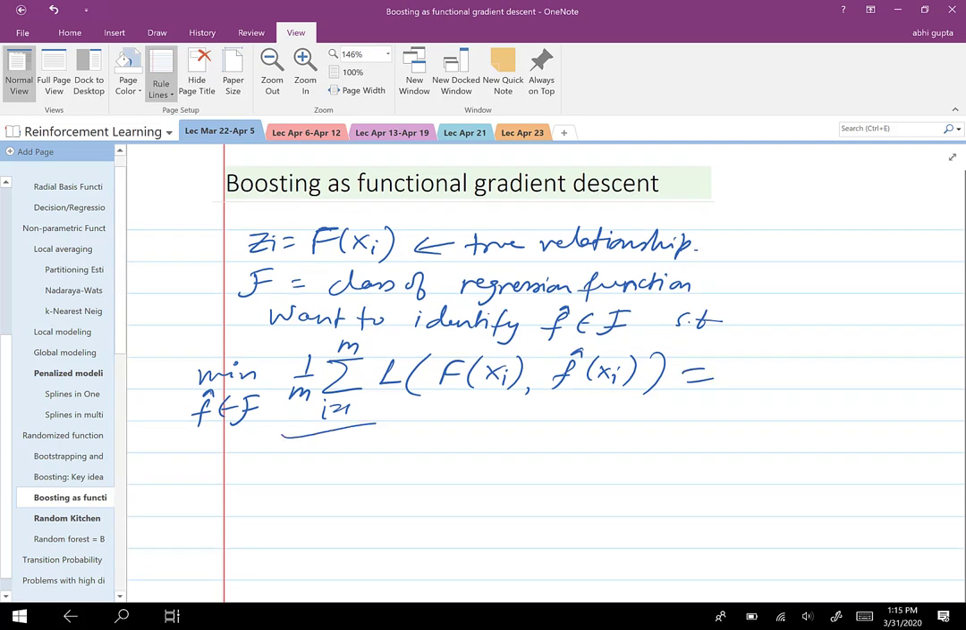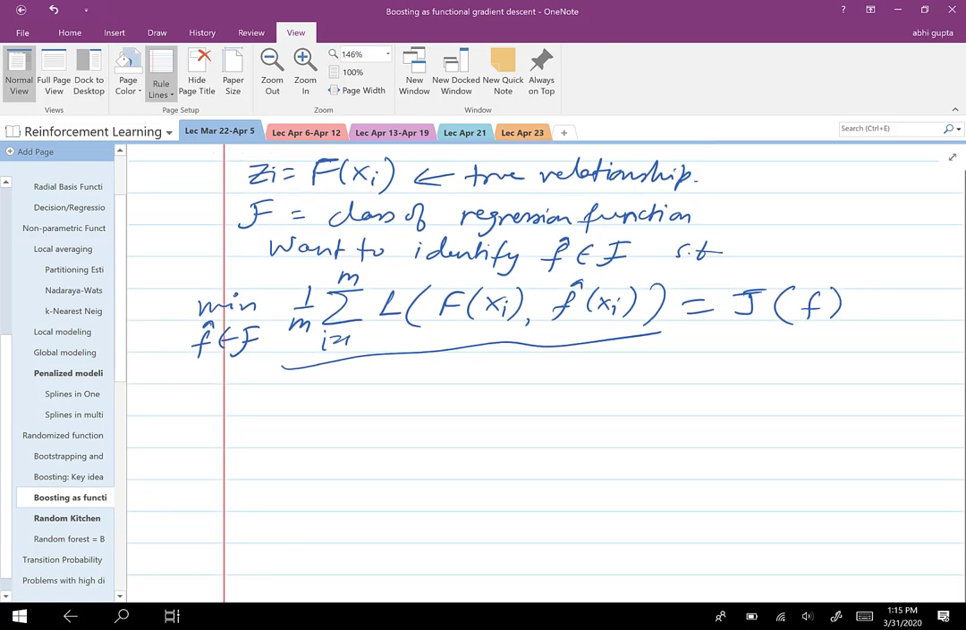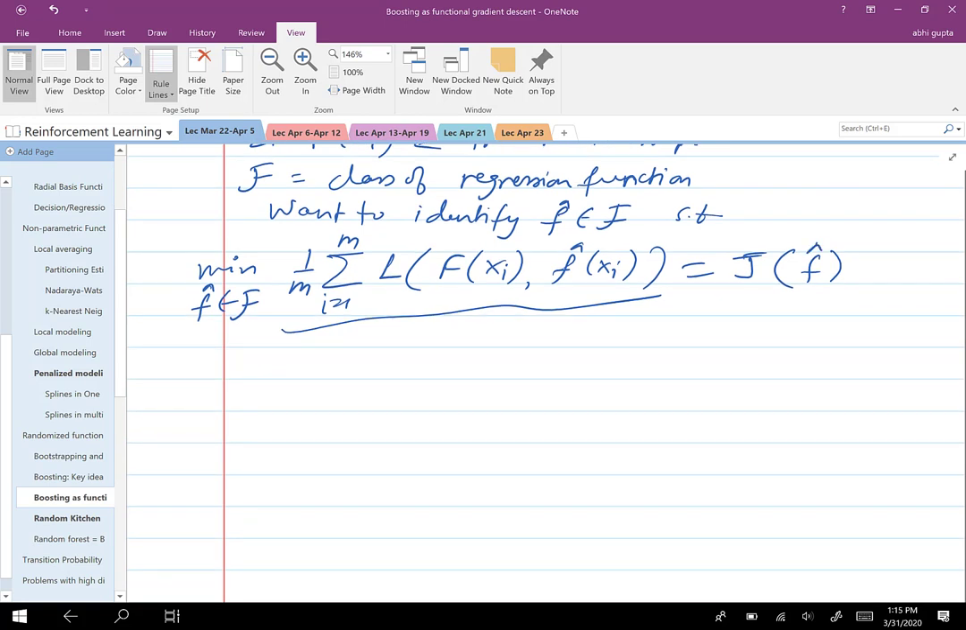So let me call this objective function J of f. Okay, so J of f hat, sorry. Okay, and we want to minimize over all possible f hat in the class F with the objective function being J of f hat. So we could run a gradient descent in the function space. Okay, so the forward stage-wise additive modeling that we talked about in the previous slide or previous notebook is essentially running a gradient descent of this particular function.